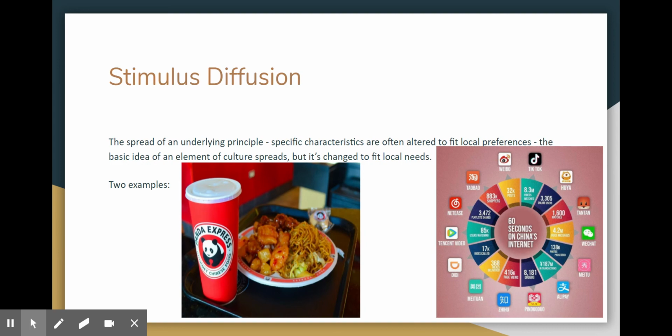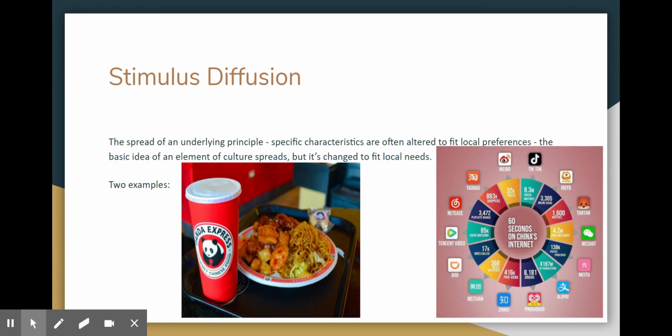So I like food as an example for this one, because food is oftentimes very much example of stimulus diffusion. We see certain types of food spreading to new places, but then it gets altered to kind of meet local food preferences. So I have good old Panda Express here. We see some not authentic Chinese food, right? But you have sort of the underlying idea of a lot of these staple dishes that people eat within China being altered, and then we come up with fried chicken chunks that are covered in some sort of sauce. Because that is more what Americans like to eat, right?